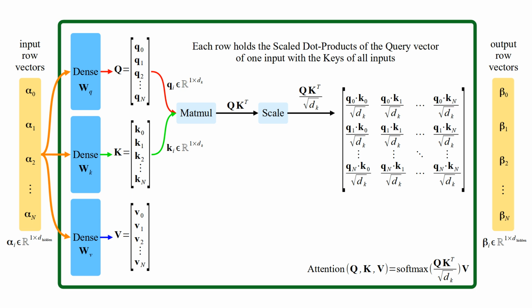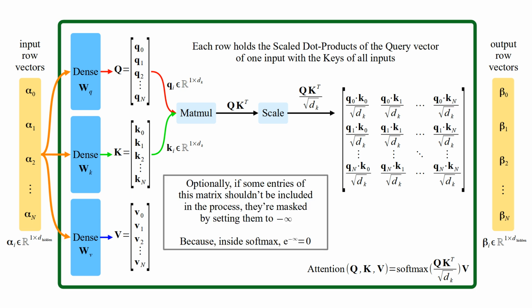Each row holds the scaled dot products of the query vector of one input with the keys of all inputs. Optionally, if some entries of this matrix shouldn't be included in the process, they are masked by setting them to negative infinity, because inside softmax, e to the power negative infinity is 0. This is the case in transformer decoder for NLP applications.